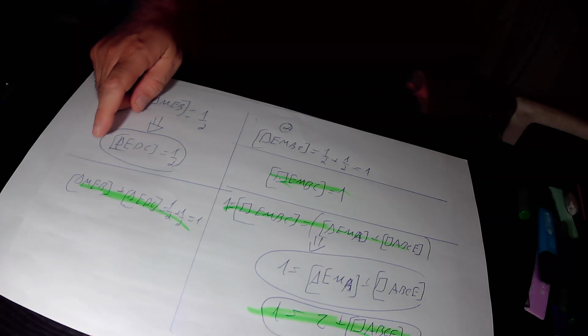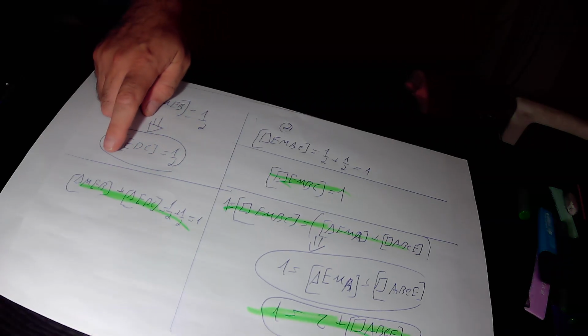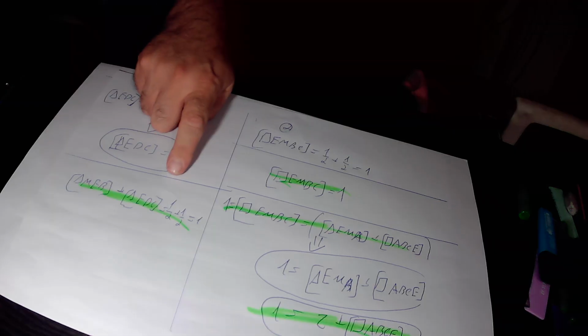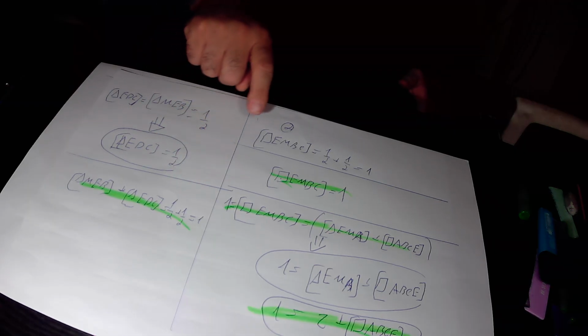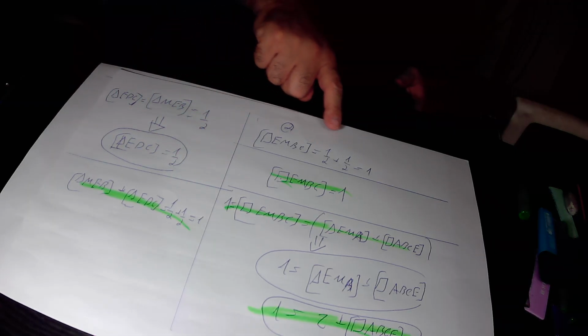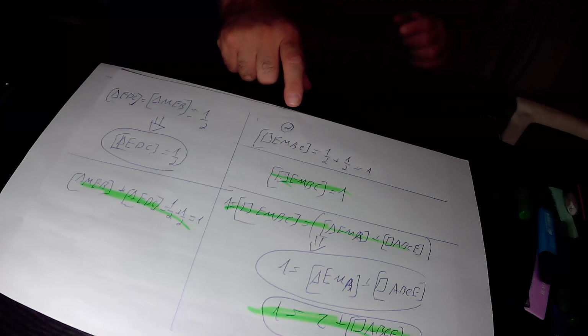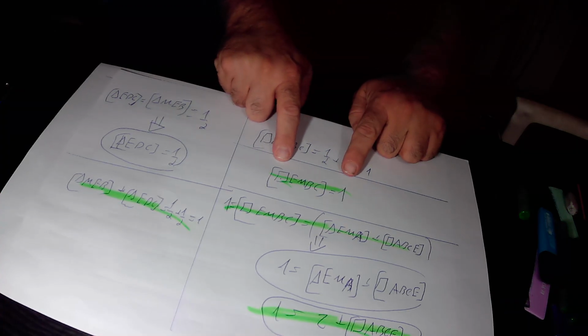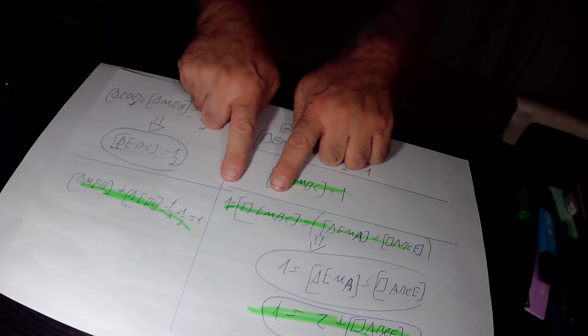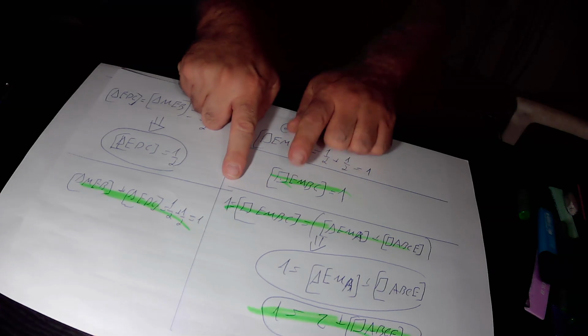Therefore, the area of quadrilateral EMBC must be equal to 1/2 plus 1/2, that is 1. So in total, the area of quadrilateral EMBC equals 1 square in size. So you can write here that the area of the big quadrilateral EMBC equals 1 square in size.